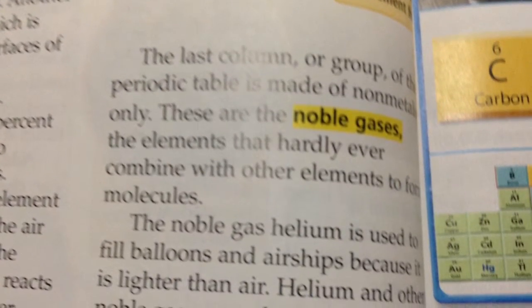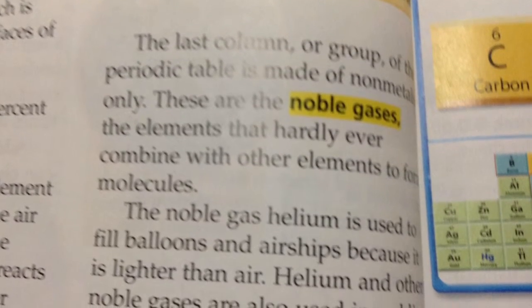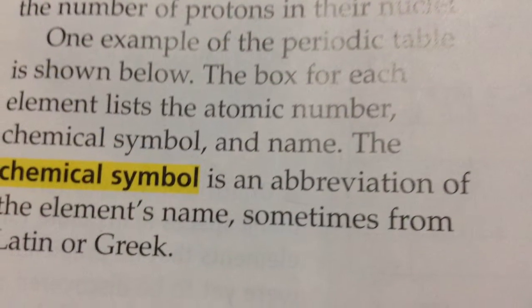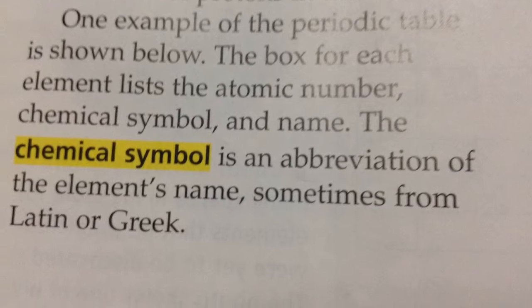Now let's talk about noble gases. These are noble gases, the elements that hardly ever combine with other elements to form molecules, like neon. Chemical symbol. The chemical symbol is an abbreviation of the element's name, sometimes from Latin or Greek.